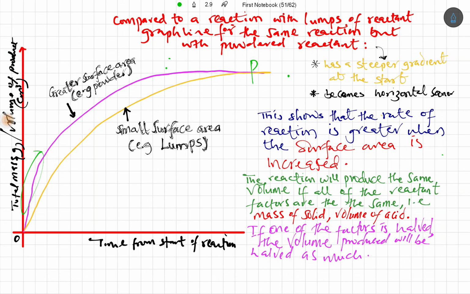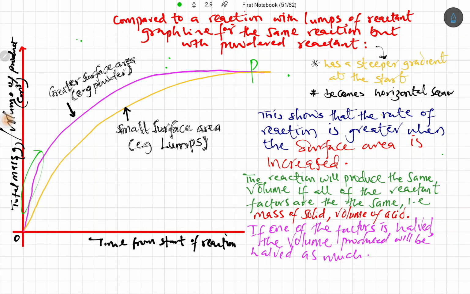What are these reactant factors? The reactant factors can be the volume of acid used in both experiments. If the same volume of acid is used for the two experiments, the gas produced will be the same in both cases. Likewise, if the mass of calcium carbonate is constant from the beginning of the experiment to the end of the experiment, in both cases, then the same volume of gas will be produced.